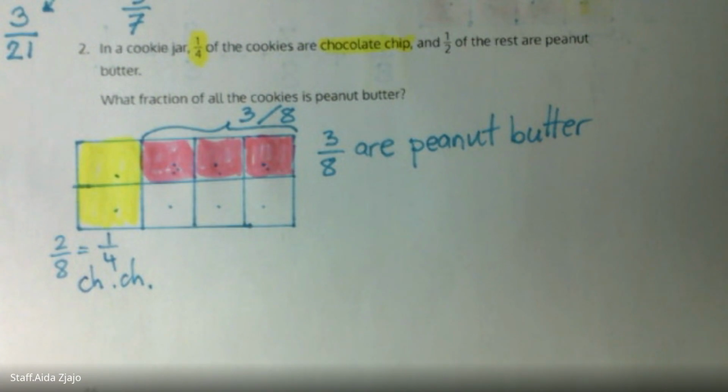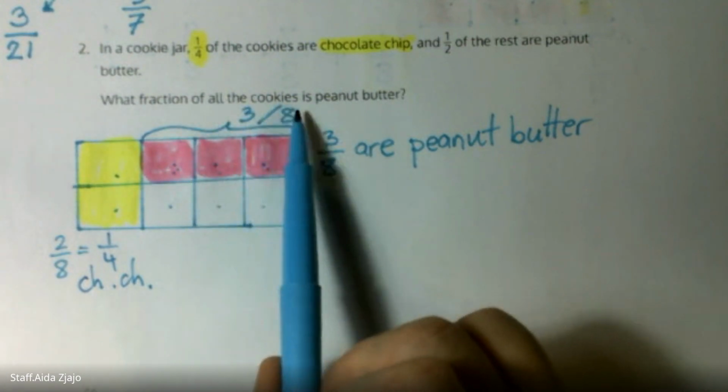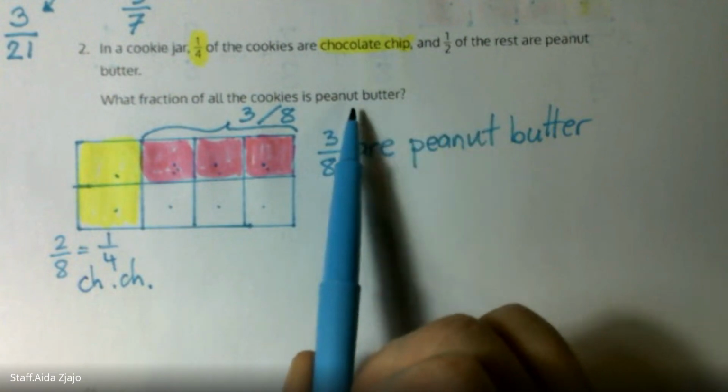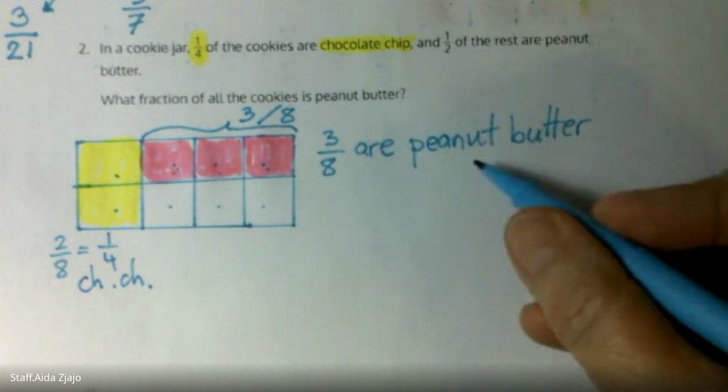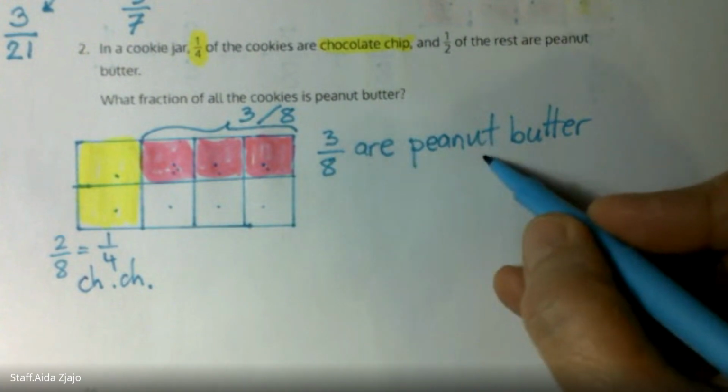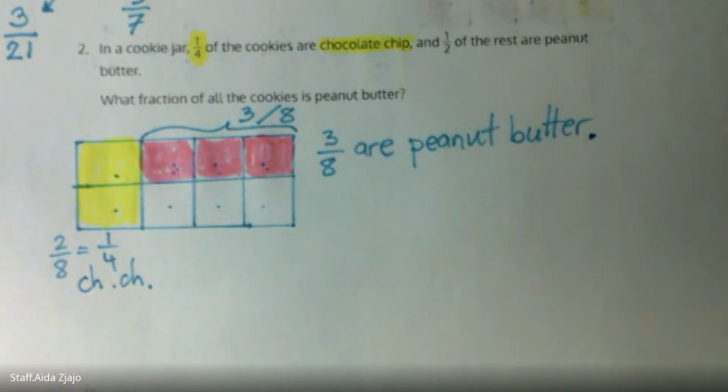Okay, what fraction of the whole cookies is peanut butter? We say 3/8 are peanut butter. And that is done. So this was number 2 in the exit ticket, grade 5, mission 4, lesson 14. Thank you very much. I hope you like it.